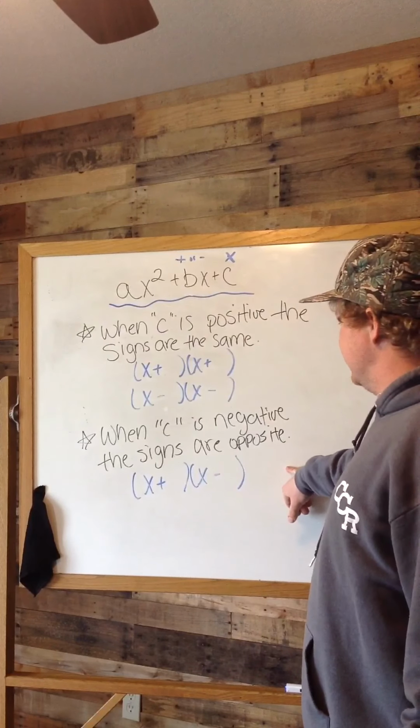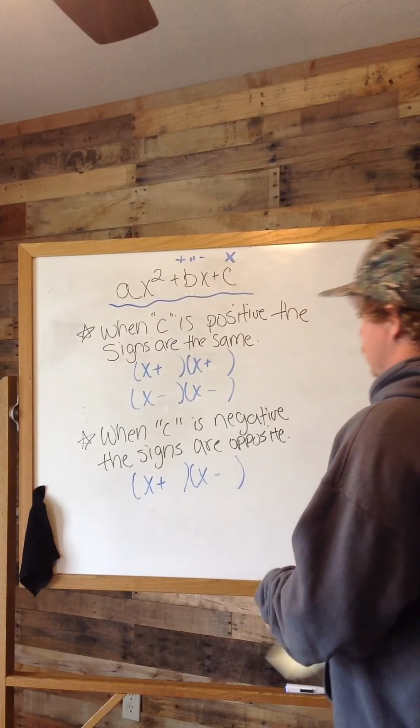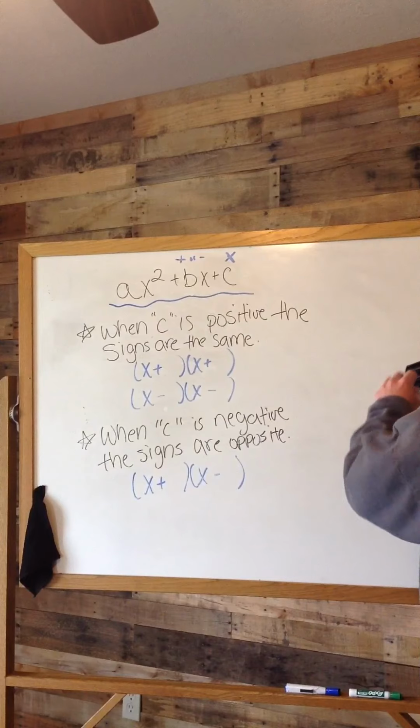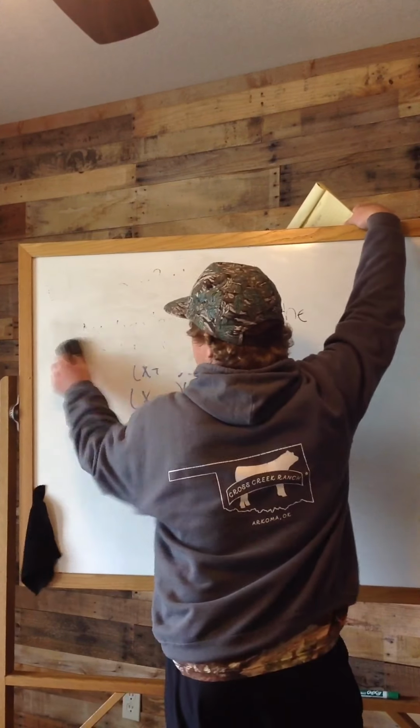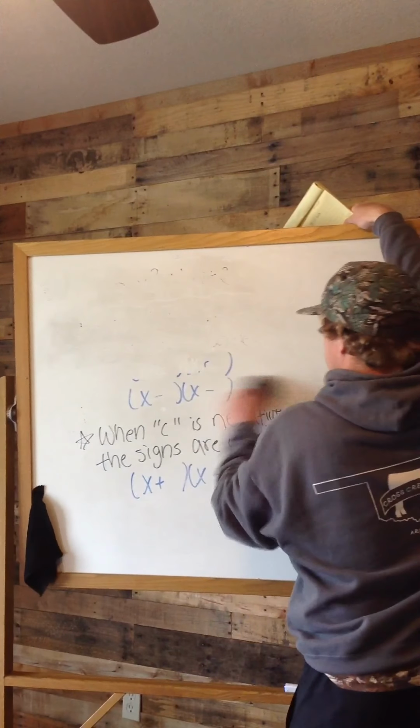And then when c is negative, the signs are opposite. So one's going to be positive, one's going to be negative. That's a good example for number 3. But I'm going to work 1, 2, and 3 with you guys.